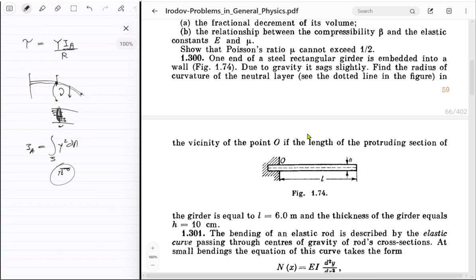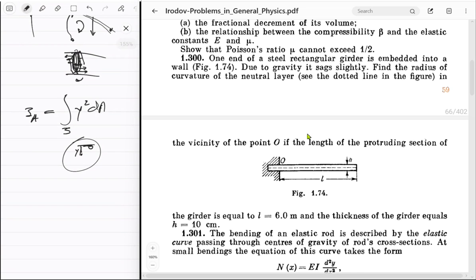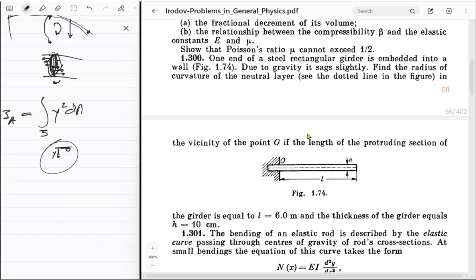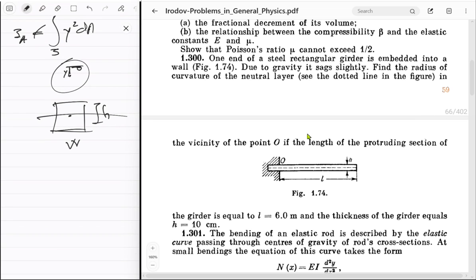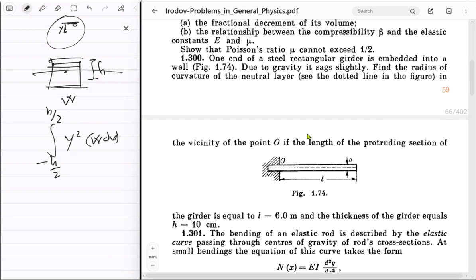Now, for a rectangular cross section, they already gave us the height. So this is H, and this dimension we'll call W. So you got this thing, and this is our y equal to 0 line. This is going to be equal to the integration of, just take these strips. They have the same y square dA values throughout, right? The dA for this strip would just be W dy, and then you got y square. So integration of this from negative h upon 2 to h upon 2, right? This thing is just going to be what?